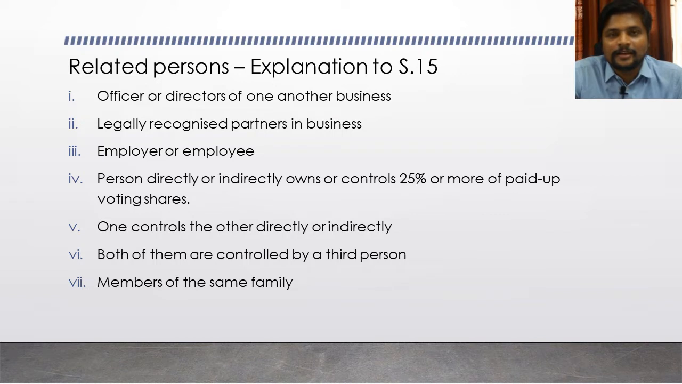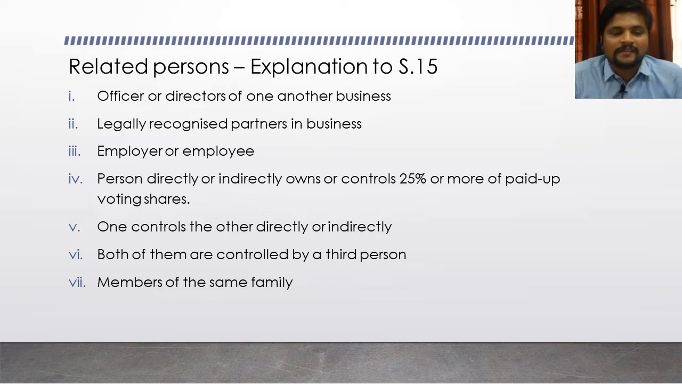I told you that the supplier and recipient should not be related persons. So we should now know who are called related persons. Related person is defined in the explanation to section 15. Under section 15 there is an explanation, and that explanation provides who are called related persons. In that, the following categories of persons will be treated as related persons.